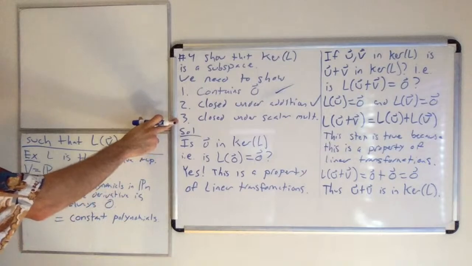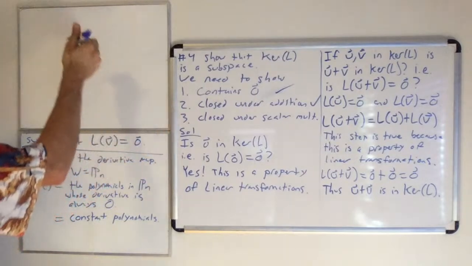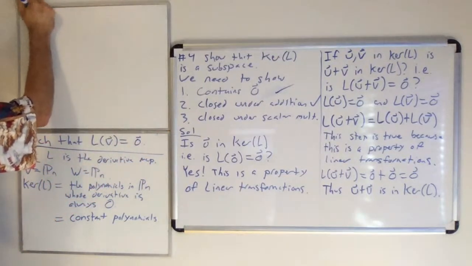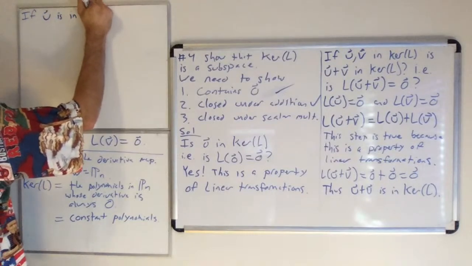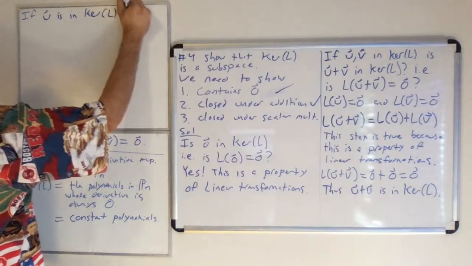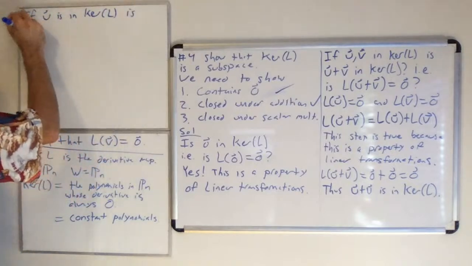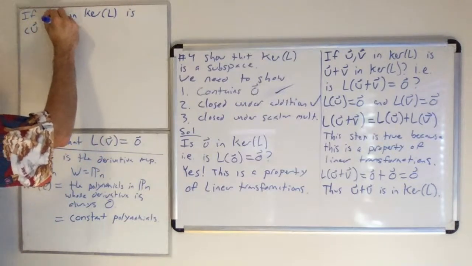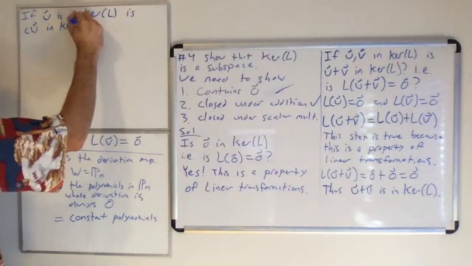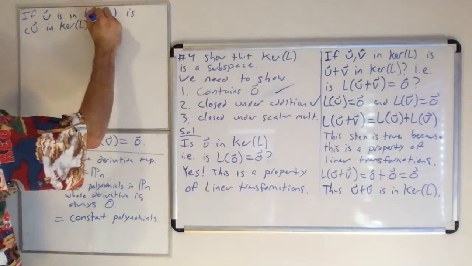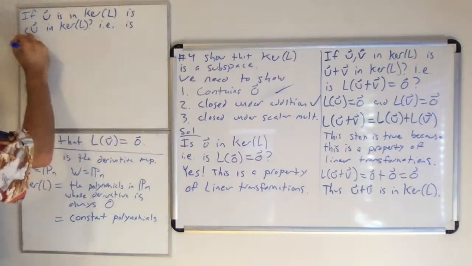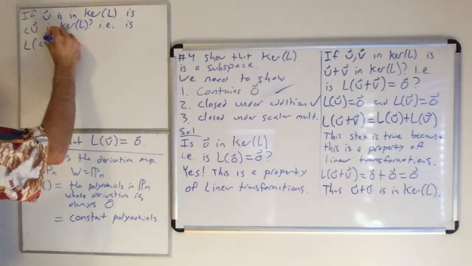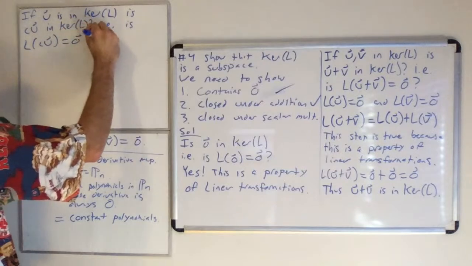So the last part is we want to show that it's closed under scalar multiplication. As to say, if u is in the kernel of L, is cu in the kernel of L, i.e., is L of c times u equal to 0 for all c?